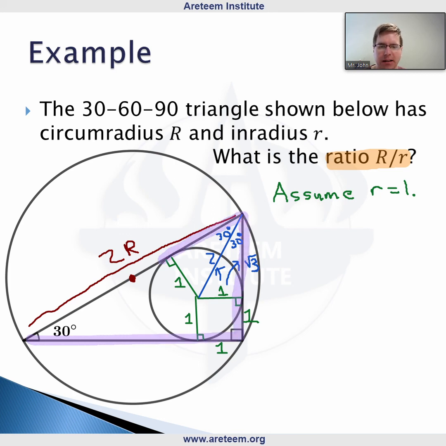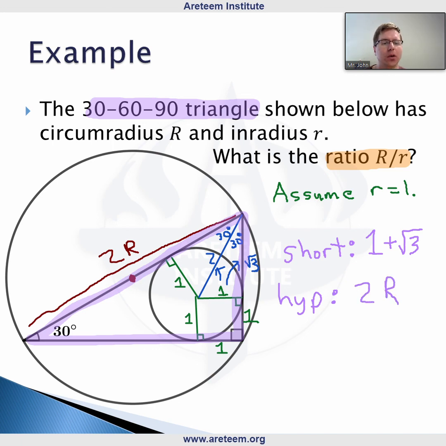Now, if we look at the original 30, 60, 90 triangle, our big triangle that we were starting with, what do we know about that triangle? Well, what do we know about the short side in that triangle? The shortest side is, of course, across from the 30-degree angle, and that short side we've now calculated is 1 plus square root of 3. Now, what do we know about the hypotenuse, or the longest side? Well, first of all, we know that this is 2r, but we also know that it is 2 times the short side. It's also 2 times 1 plus square root of 3 in that case there.